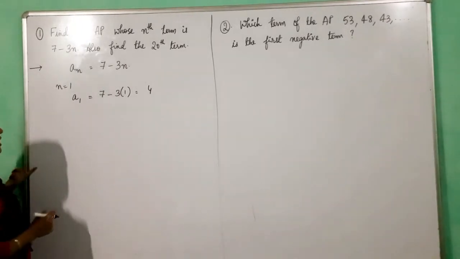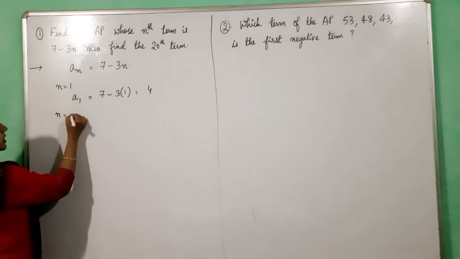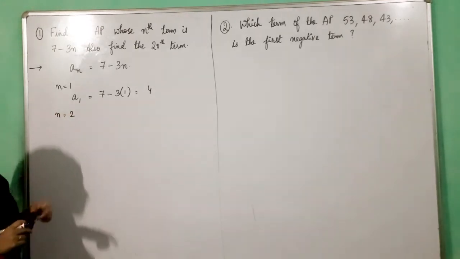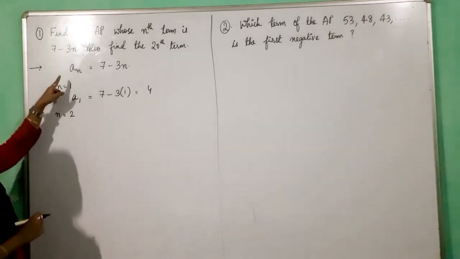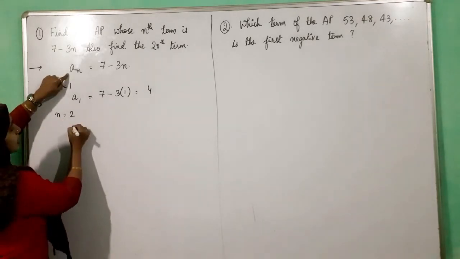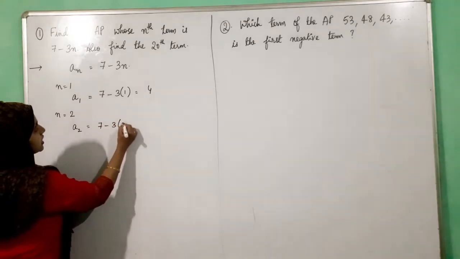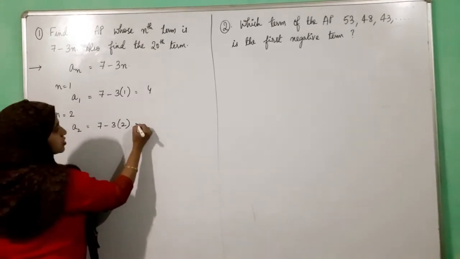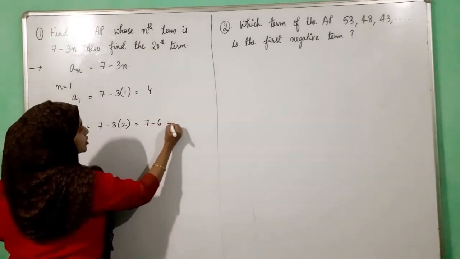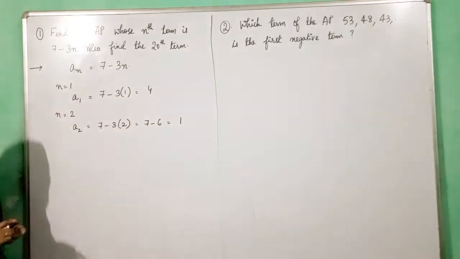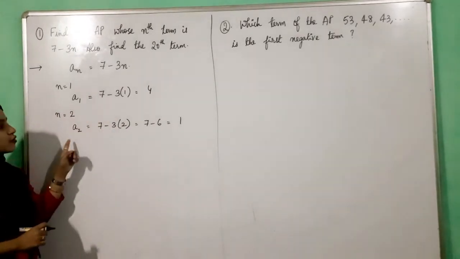Okay, so now again what will I do? I will put some next value. So what will I put? I will put n as 2. Okay, so if I put n as 2, what will I get? a2 is 7 minus 3 into 2. Okay, so this will become 7 minus 6, which is 1. Okay, so you have got a1, you have got a2.